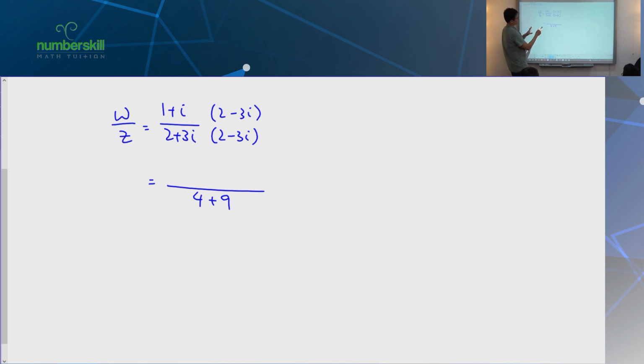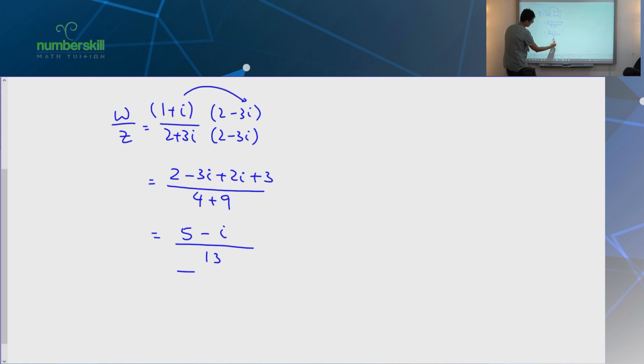Well, the top is a bit more troublesome, but it's not hard to do, right? It's like I'm going to have a 2 minus 3i plus 2i minus 3i squared. Do you see that? Minus 3i squared becomes plus 3. So my final answer will be over 13. What is that? 5 minus i. Okay? And if you want to see the real part and the imaginary part, that will be 5 over 13 minus 1 over 13i. That's the real, that's the imaginary of this answer.